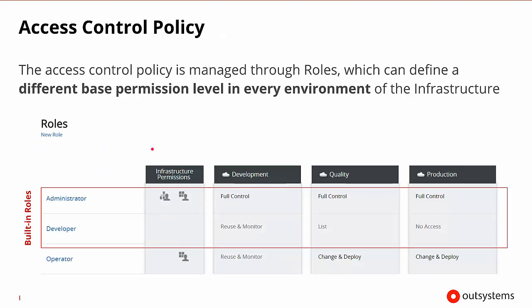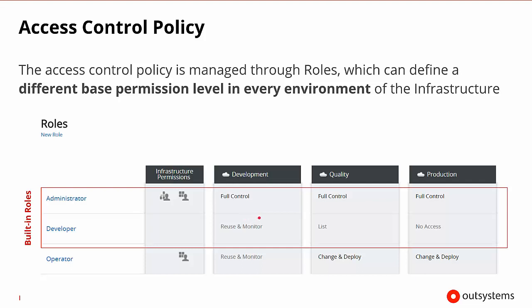So if we think about setting up an access control policy, this is going to be managed through roles. And we can define different permissions for each environment of the infrastructure. So here, the different roles that are built in by default are developer and administrator. And then we might create some other role like operator. When we look at something like the development role, we can see whether or not they have any infrastructure permissions to actually work with the servers and Lifetime itself, and then each of the other environments.